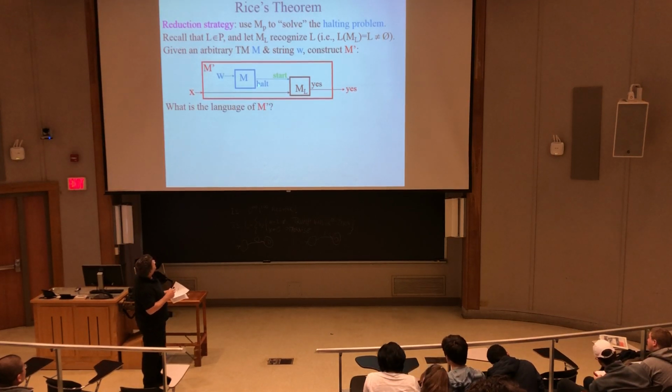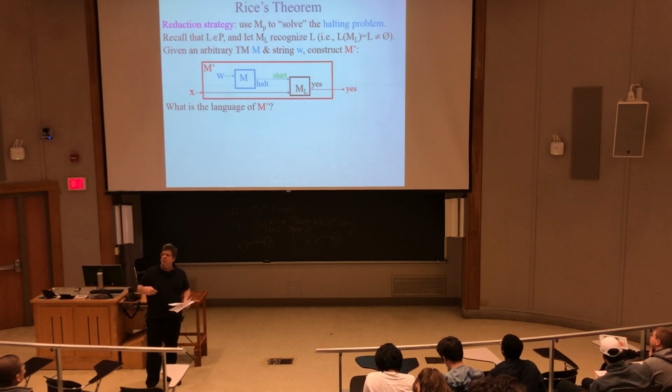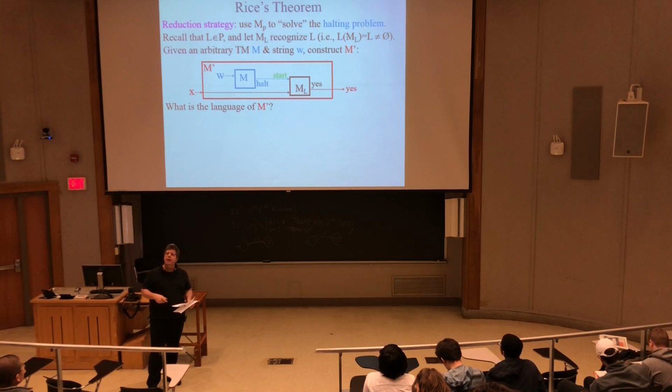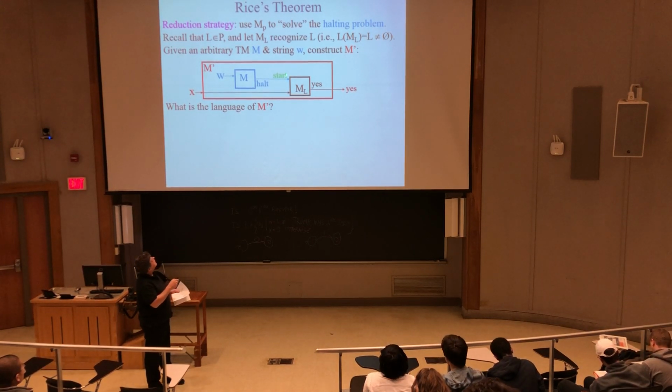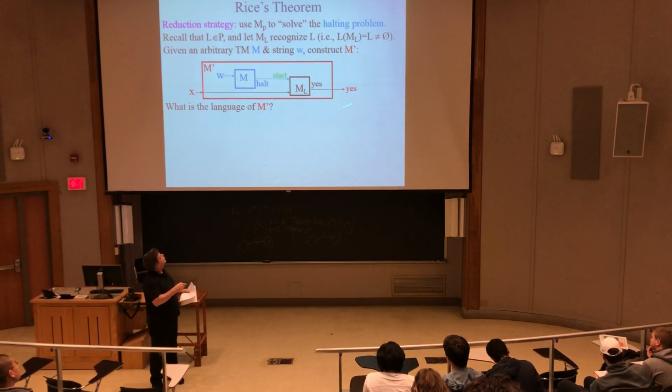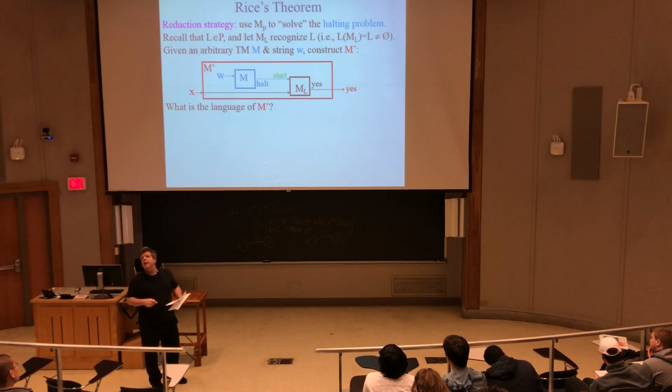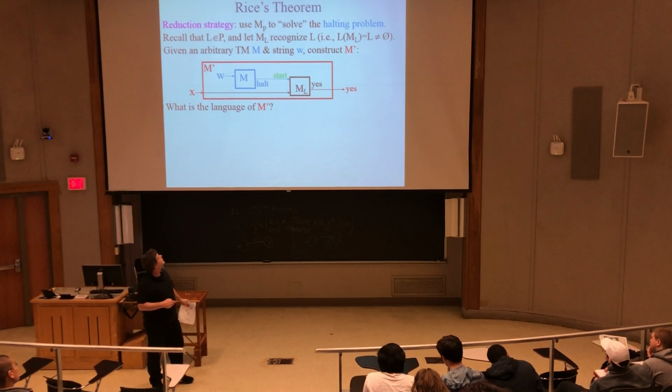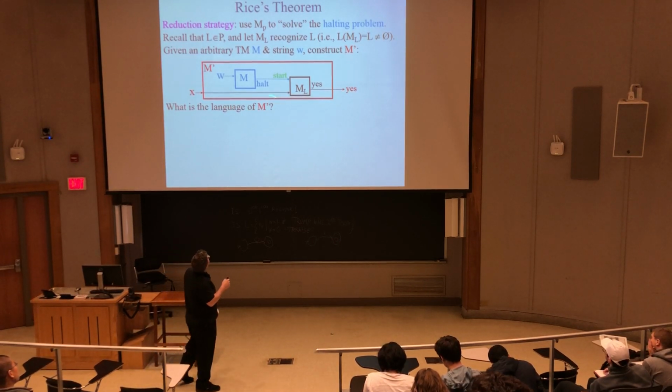So if M halts on W, it presses the start button of this other machine, M sub L, that accepts the language L, and it fires it up. And if M doesn't accept W, this start button will never be pressed, and M sub L will never be run, and nothing will be accepted out of the red end of this M prime. Okay? So now, what is the language of M prime?